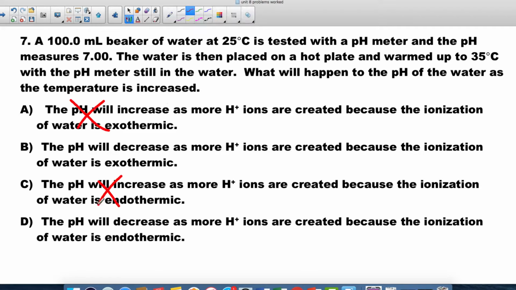Since the pH will decrease, we can get rid of the two answers with red X's, and then the student just has to decide, is ionization an endothermic or exothermic process? It's an endothermic process, so that makes choice D the correct answer.